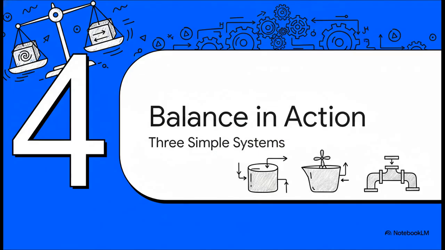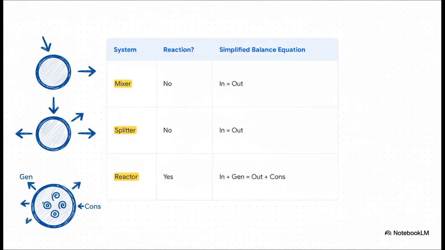Okay, so that's all the theory. Now let's actually see how these equations work in the real world. We'll apply them to 3 classic simple systems. Think of this table as your little cheat sheet. If you're looking at a simple mixer or a splitter that just divides the stream, there's no reaction happening, right? So for those at steady state, the balance is just in equals out. Done. But if you're working with a reactor where chemicals are actually changing, you have to use the version that includes generation and consumption to get the right answer. It's all about picking the right tool for the job.